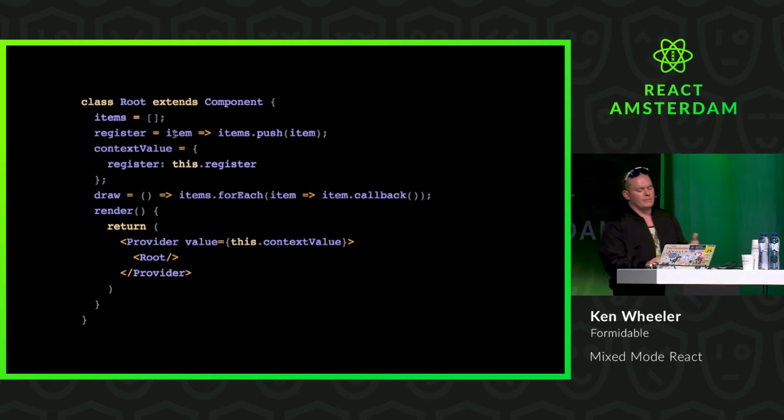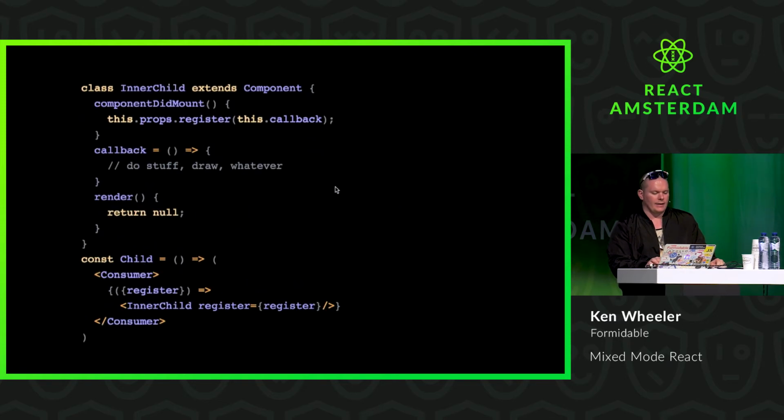So here, same sort of thing. You have this, except we have a draw method in the parent where I'm saying for each item that's registered, call the item's callback. When you head down here, you register this.callback, and then in here you could do whatever you want. You could draw stuff, etc.